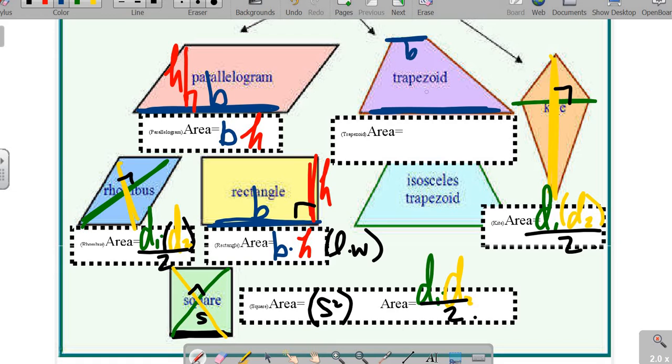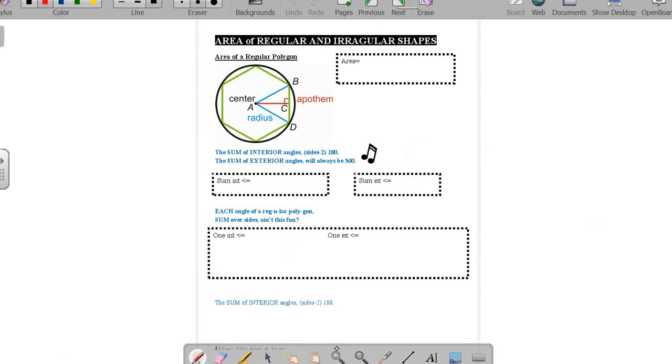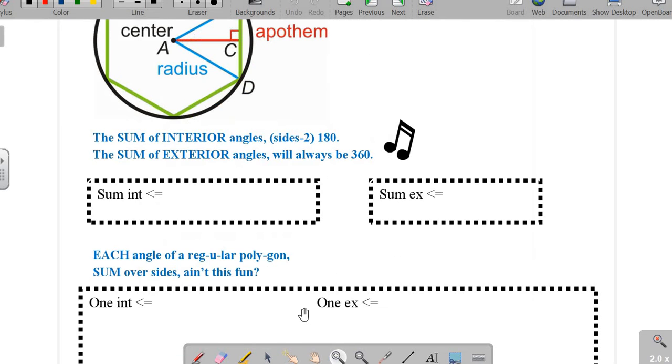Trapezoid, you average the bases and you times by the height. Average the bases times the height. That's your quad family tree. And we went over here.